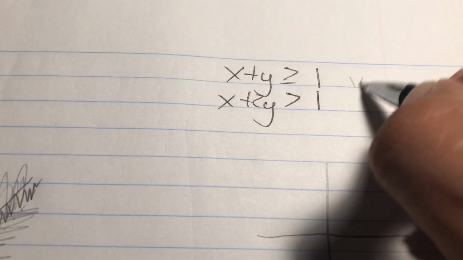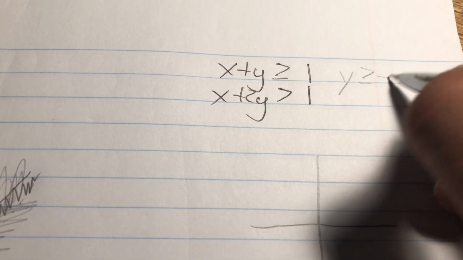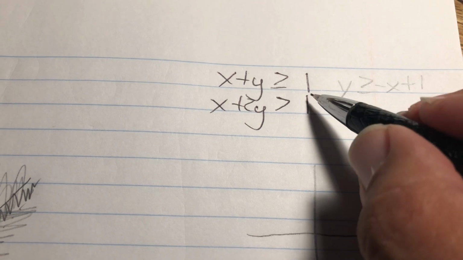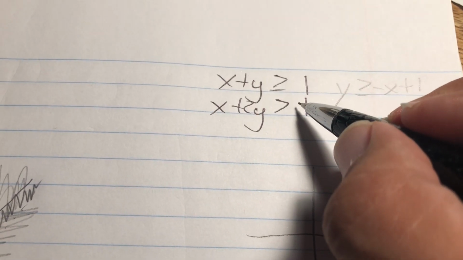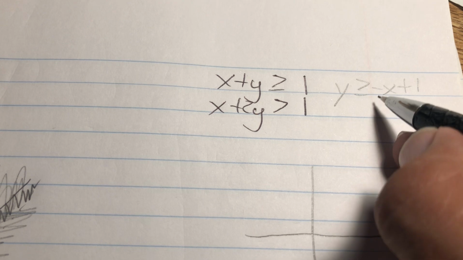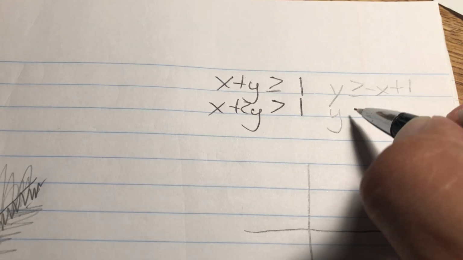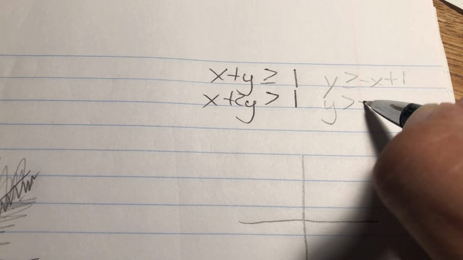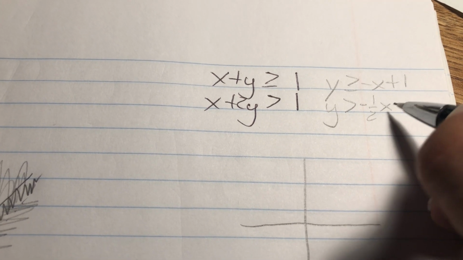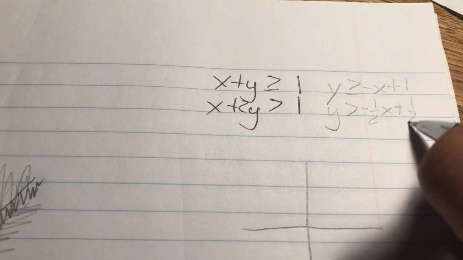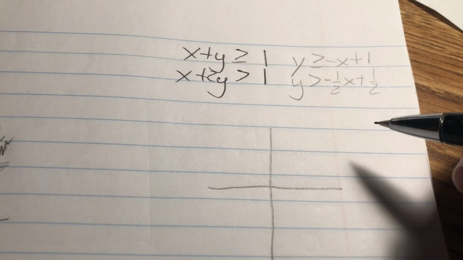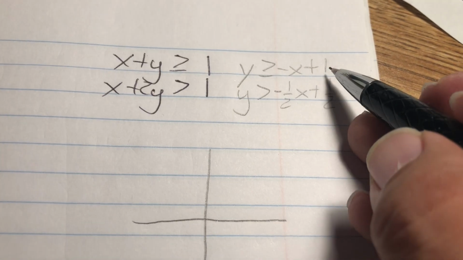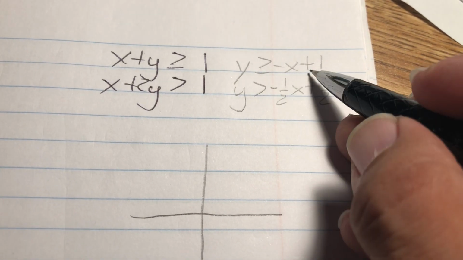So now the equation reads like this. Positive y is greater than or equal to negative x plus 1. And for this one, I'm going to move the x to the other side, but then I have to divide everything by 2. So it's going to read y is greater than negative 1.5 x plus 1.5. You see how this is getting difficult? But you guys like doing this one. For this first one is the easiest.